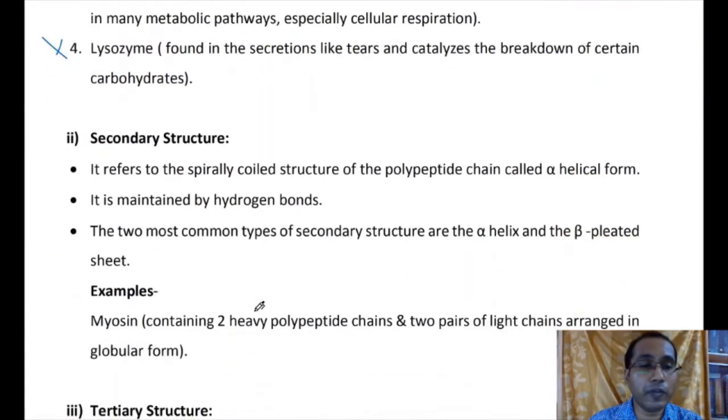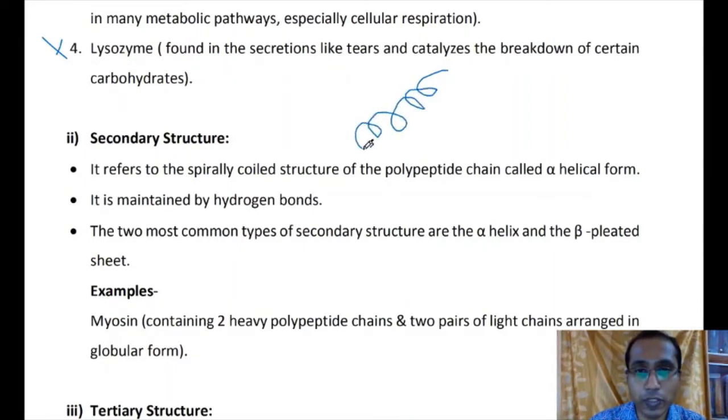Now come to the secondary structure. How can the secondary structure be defined? Secondary structure also has two different types, alpha helix and beta sheets. So how can we define alpha helix and beta sheet? Suppose this is the secondary structure like this.